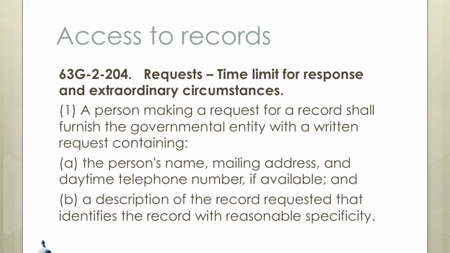So the first point is that a person making a request for a record shall furnish the governmental entity with a written request containing the person's name, mailing address, daytime phone number if available, and a description of the record requested that identifies the record with reasonable specificity. So that's 4 things that a GRAMA request must contain: name, address, phone number, what do they want. And reasonable specificity means they have to tell you what they want in a way that you can understand it. It can't be so broad or ambiguous that you're guessing what it is they want.